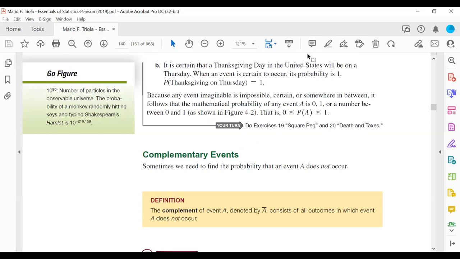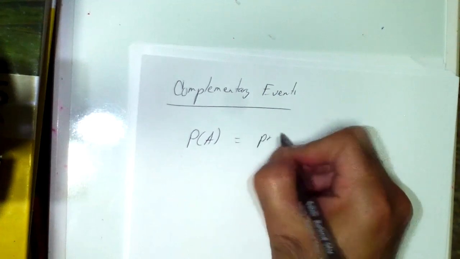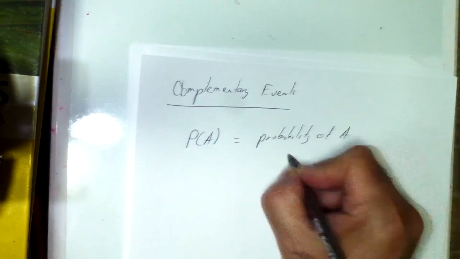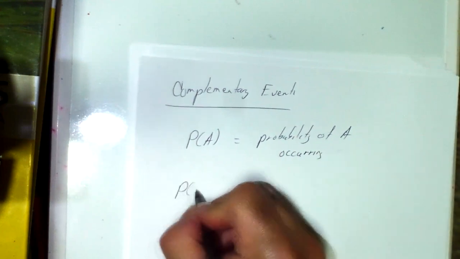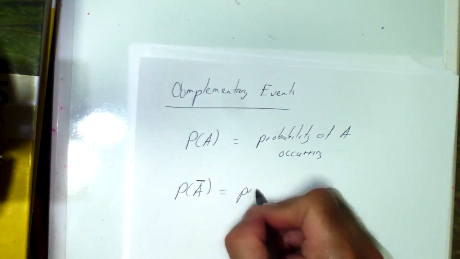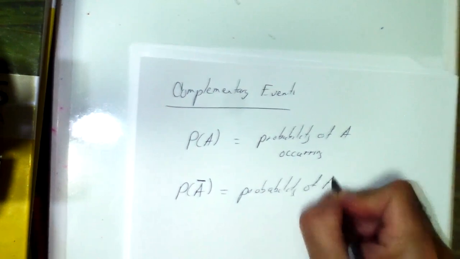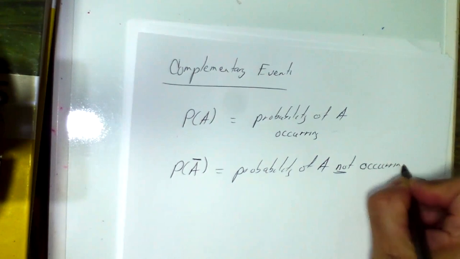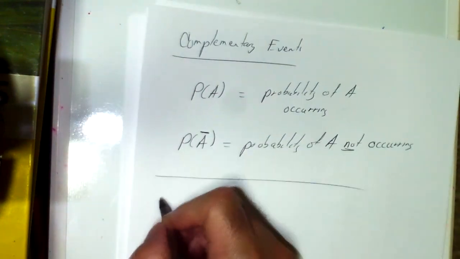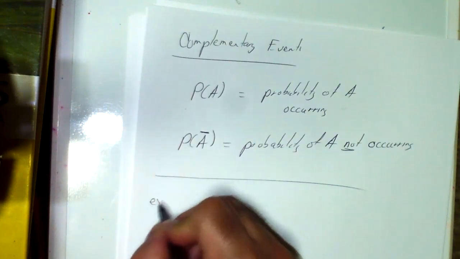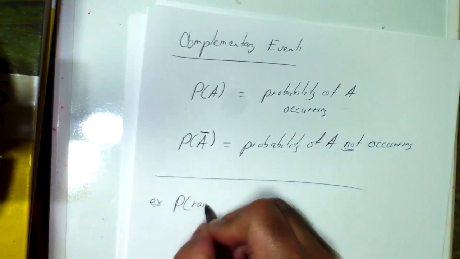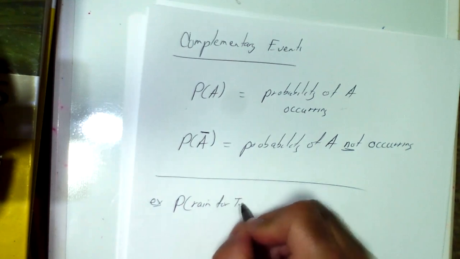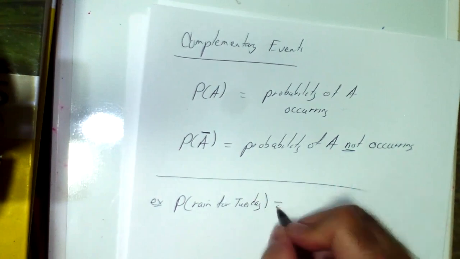So as an example, here's one example. So suppose the probability of A occurring, and the probability of A with a bar on top is the probability of A not occurring. So as an example, on the news today, they said the probability of rain for Tuesday was 40%.